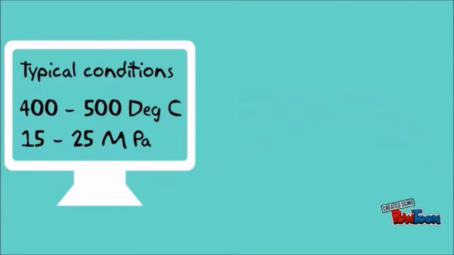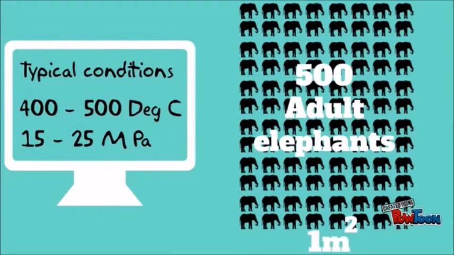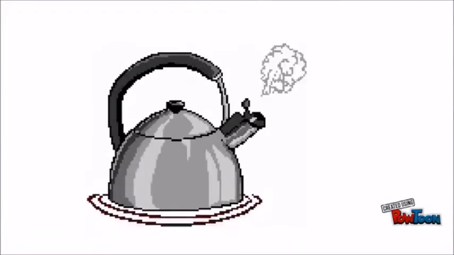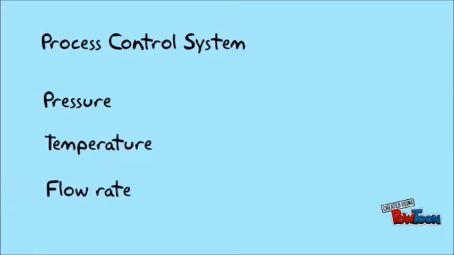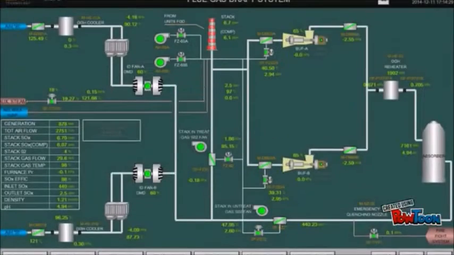That is the weight of 500 adult elephants acting on a 1 meter square board. If pressure and temperature overshoot the limit, the plant might explode. So, we need a monitoring system to look after the pressure, temperature, and flow rates. A typical system might look very complex, but safety measures such as emergency shutdown and alarms are often included.